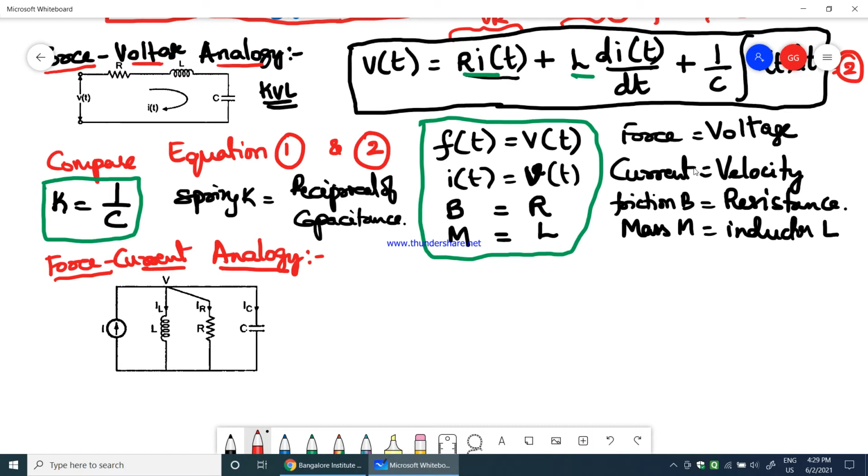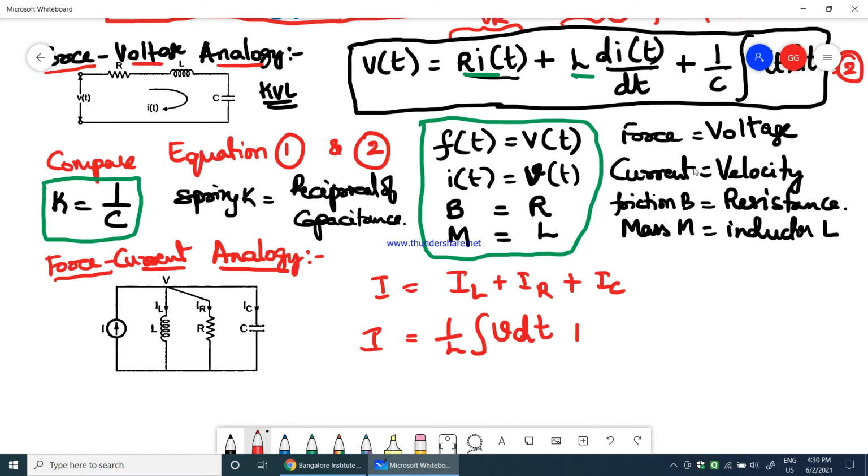Now what is this? All three are in parallel, therefore the current gets divided into these three branches. So the total current I will be equal to the summation of all these three currents, IL plus IR plus IC. What is the current through the inductor? We know that 1 over L into the integration of voltage across the inductor gives you the current through the inductor. Similarly, what is the current through the capacitor? It is C into dV of t by dt.